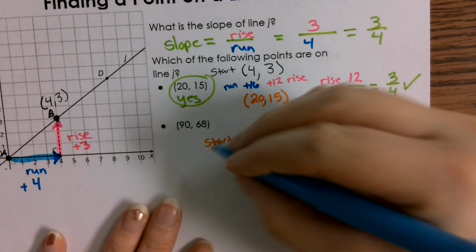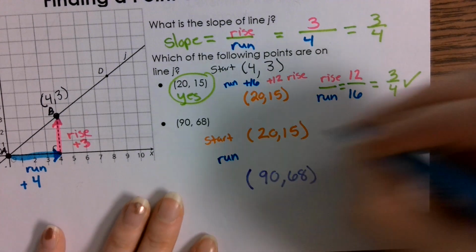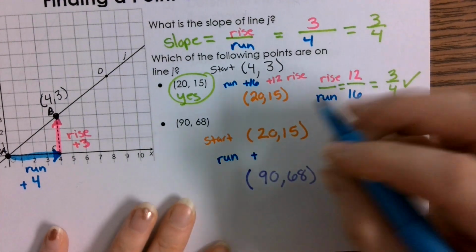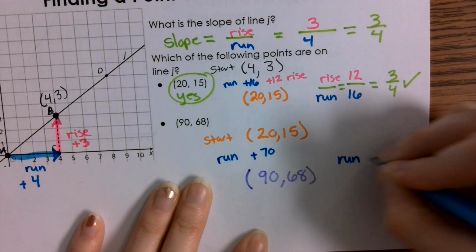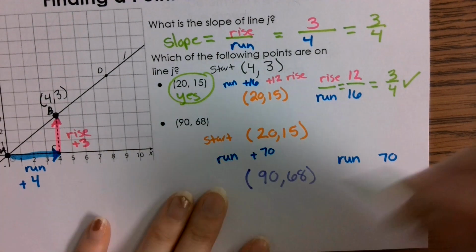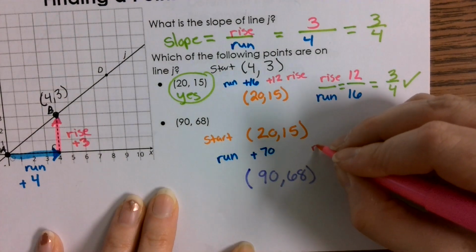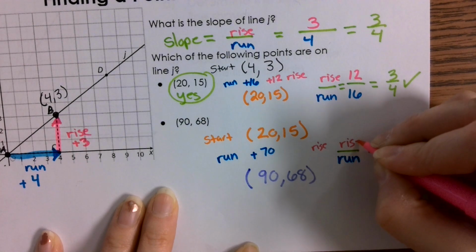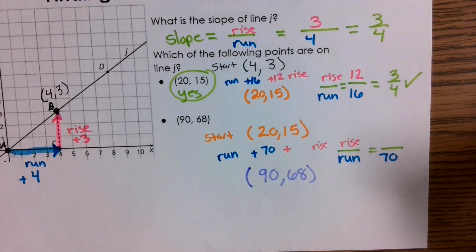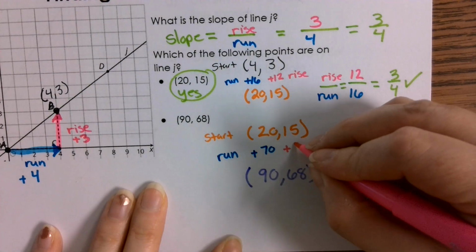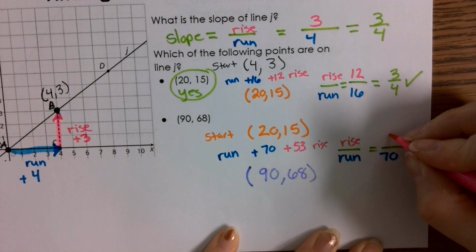So we're going to check, what does our run have to be? Is our run going to increase or decrease? Increase by what? By 70. Good. Our run is going to increase by 70. Okay, and then what about our rise? Is our rise going to increase or decrease? Increase. And what is it going to increase by to get from 15 to 68? 53. Good. Not negative, positive. It went up, right? So it's a positive 53.